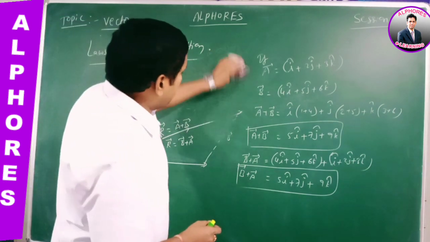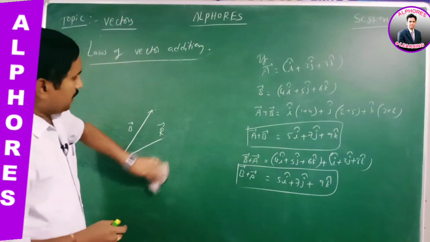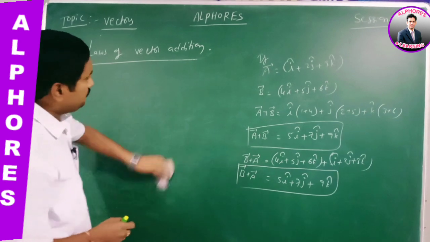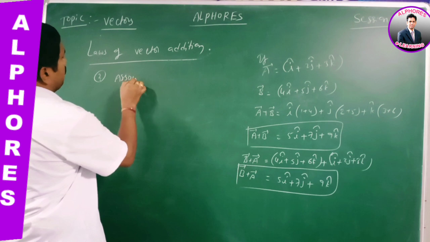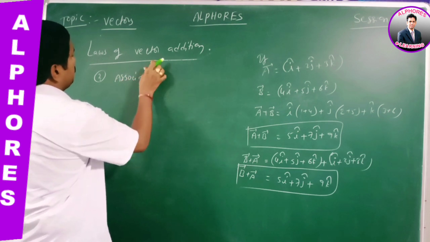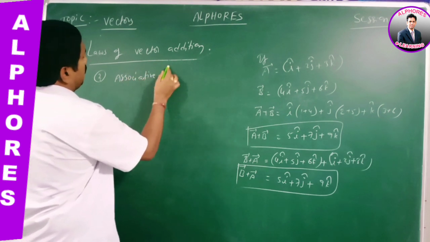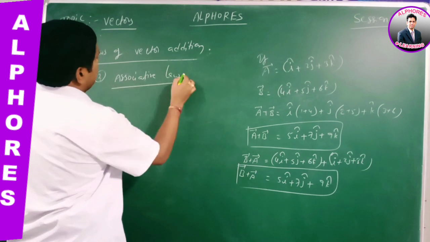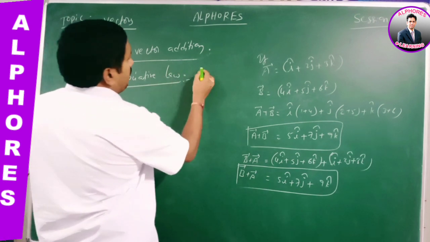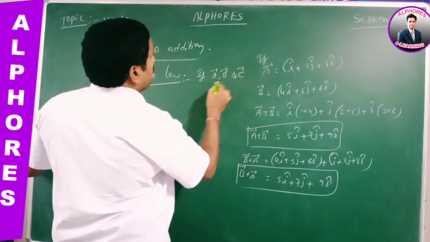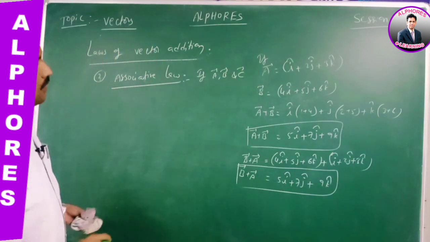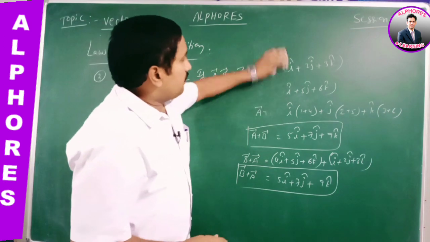What is meant by associative law? If I am taking three vectors a bar, b bar, c bar, the second law is the associative law. Suppose a bar, b bar and c bar are the three vectors. Now what is meant by associative law?